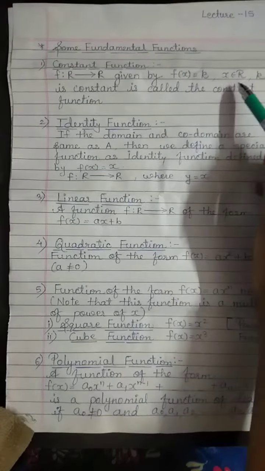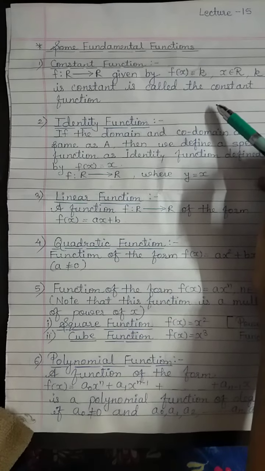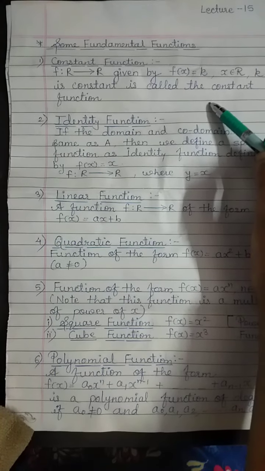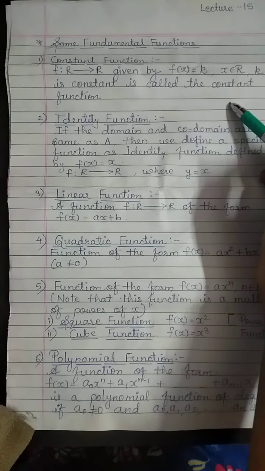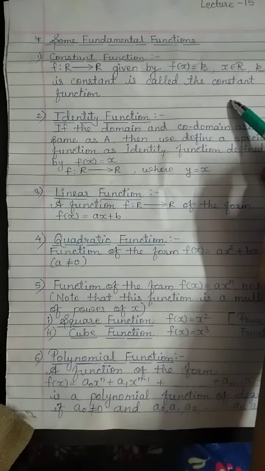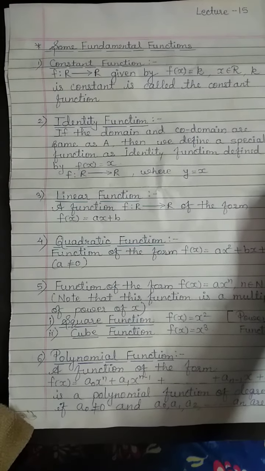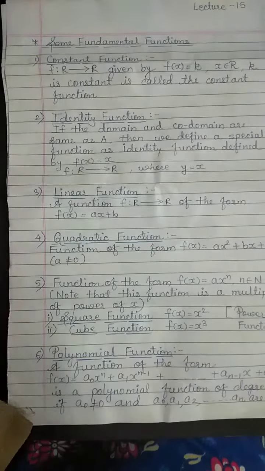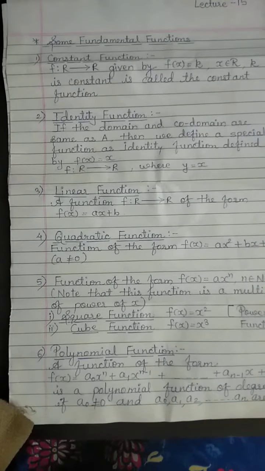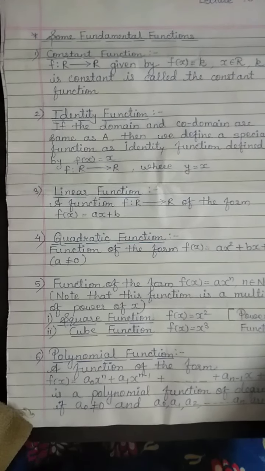So our graph will be, if we plot x-axis and y-axis, then the line will be parallel to x-axis passing through the point y is equal to 3. Similarly, if we consider any other number, then again we will get the line parallel to the x-axis and passing through the point y is equal to k.